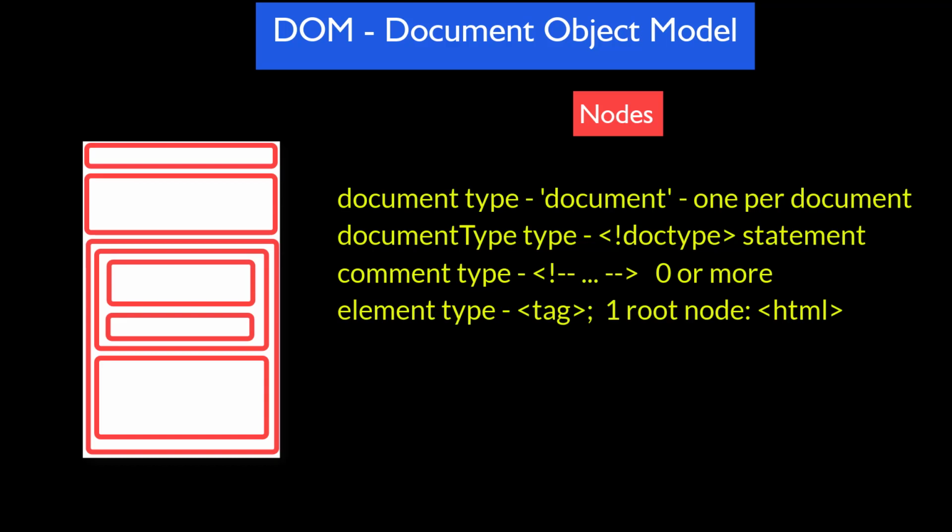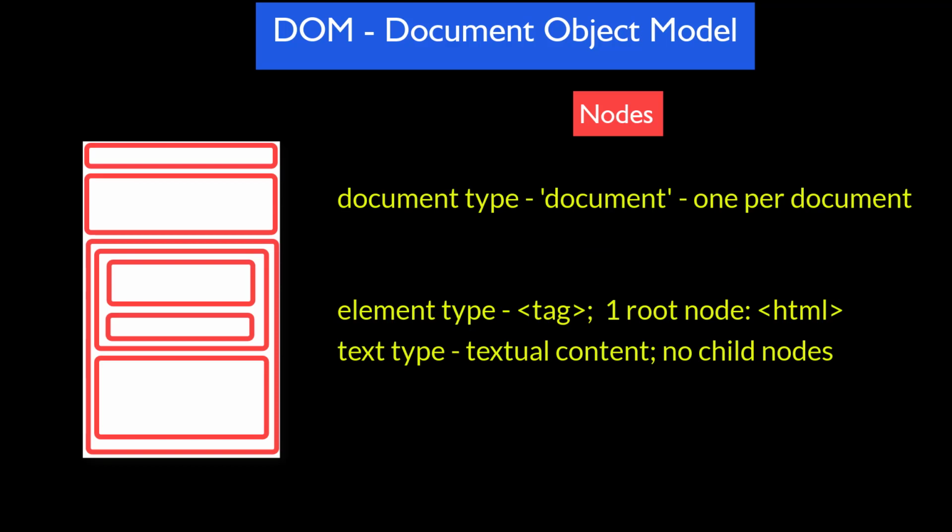An element type node, identified by tags. There is one root node, the HTML node. The HTML node can have 2 child nodes, head and body. These are element type nodes also, and they can have 0 or more child nodes themselves, of type element, comment, or text. And a text type node, the textual content of an element. These can have no child nodes. And the vast majority of our interest lies in the document, element, and text type nodes.